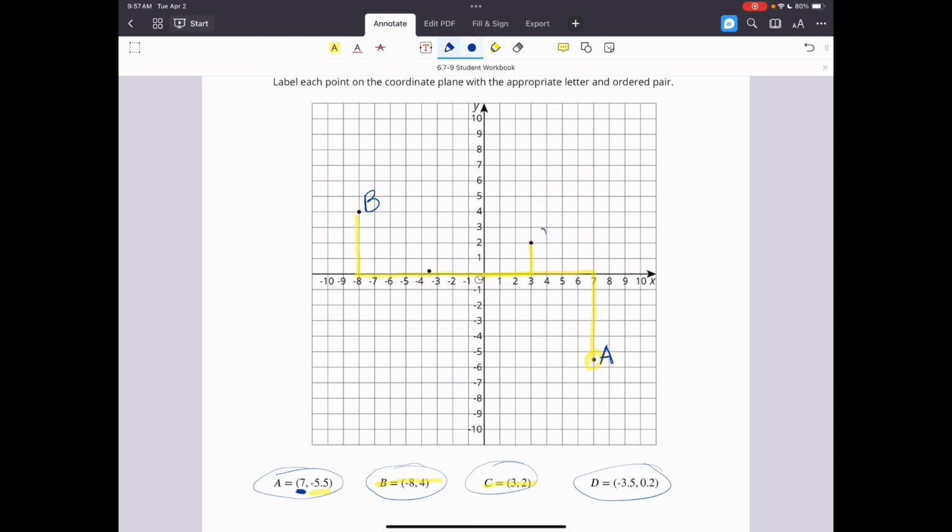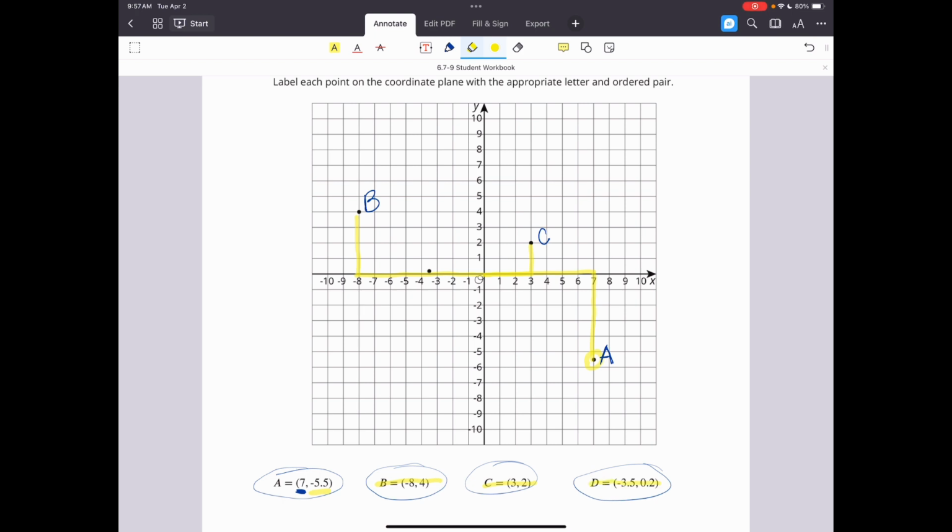And you see we are running into these points because these coordinates are telling us what directions to go. And that's what I love about the coordinate plane is that it's so precise and it tells you exactly where to go left, where to go right, where to go up, where to go down, all using those positives and negatives. The last one, D, is process of elimination.